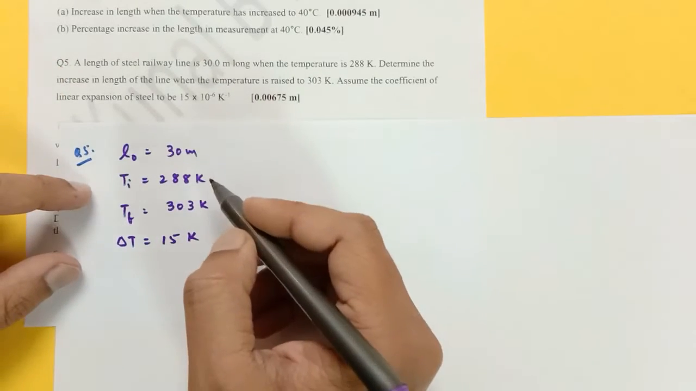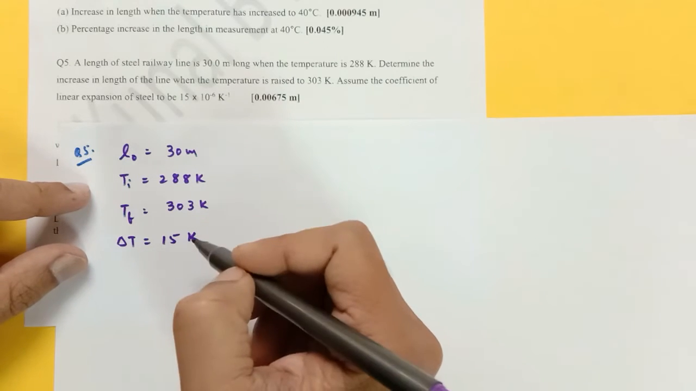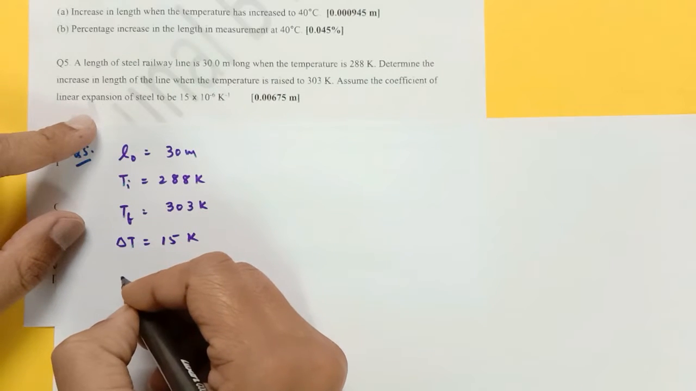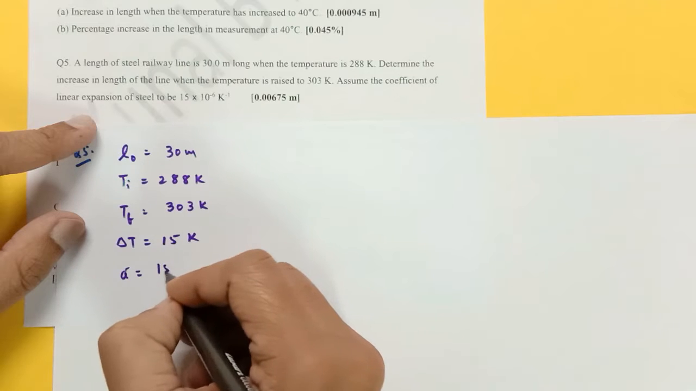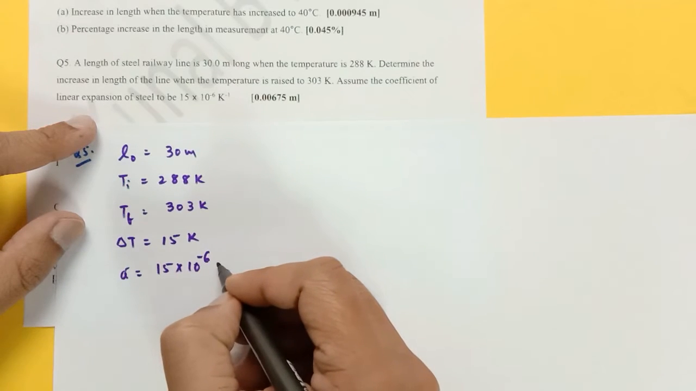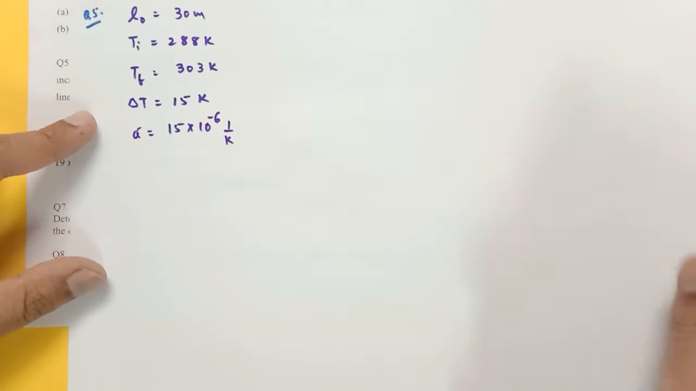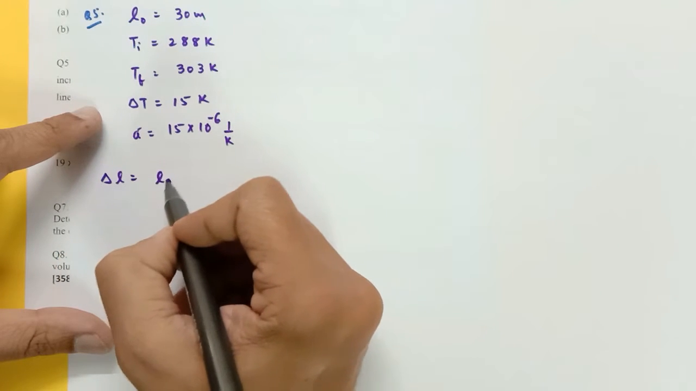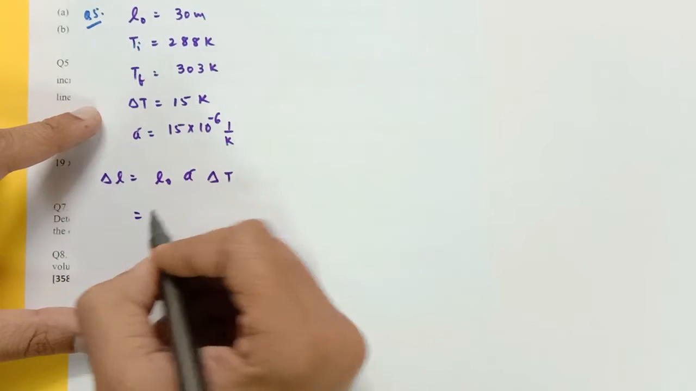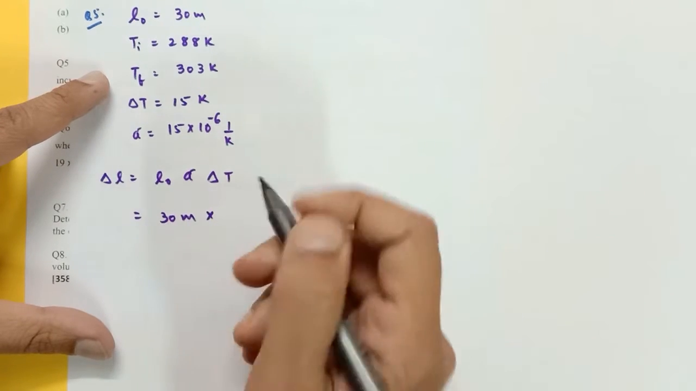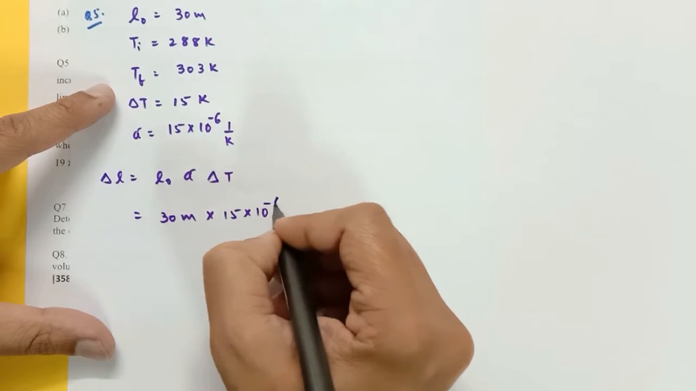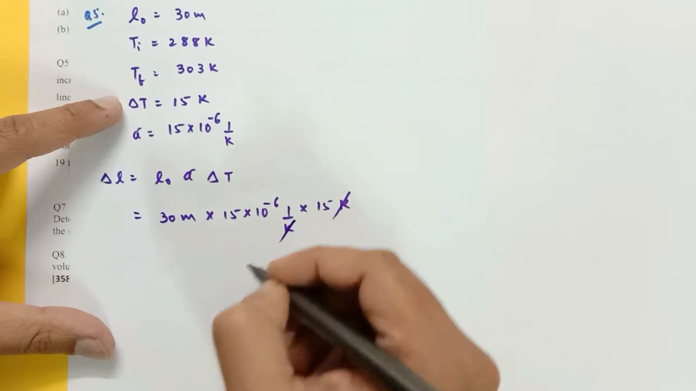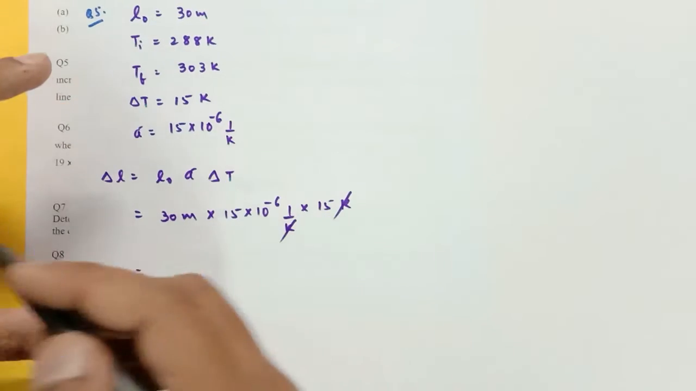Delta T doesn't matter, because if you subtract 273 from both and find out the difference in temperature, it doesn't matter. So here the value of alpha is given to us as 15 into 10 raised to minus 6, 1 upon Kelvin, correct? So if I apply the formula, we are supposed to find out delta L. So delta L is equal to L0 alpha delta T. So L0 is 30 meter into 15 into 10 raised to minus 6, 1 upon Kelvin, multiply by 15 Kelvin. So Kelvin got cancelled.